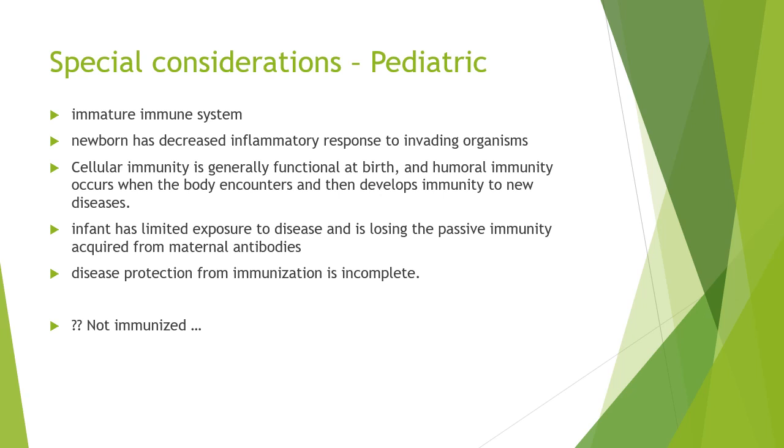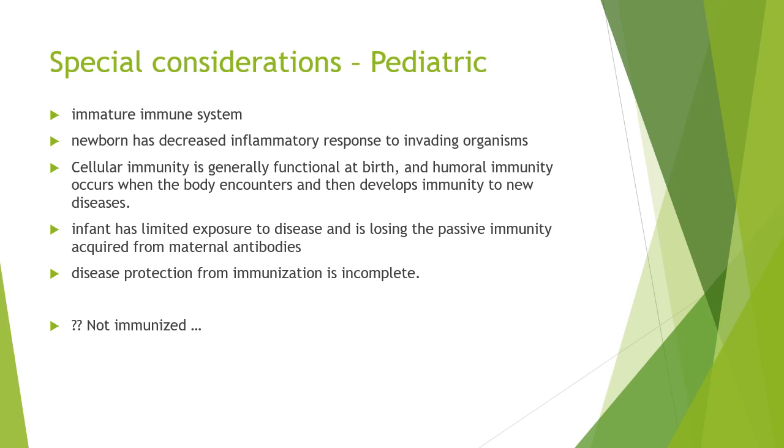Special considerations in pediatric populations. We've discussed some of these things before. You all know that kids have an immature immune system. In addition, a baby has a decreased inflammatory response. Their whole immune system is just very slow and sluggish at recognizing when to send out special forces. So they don't mount a rapid response. And in fact, early newborns can't really even mount a fever against invading organisms.